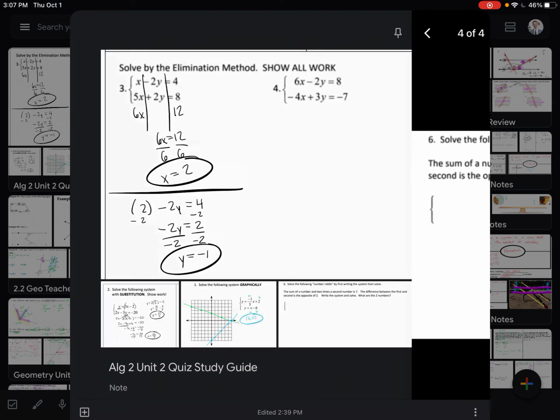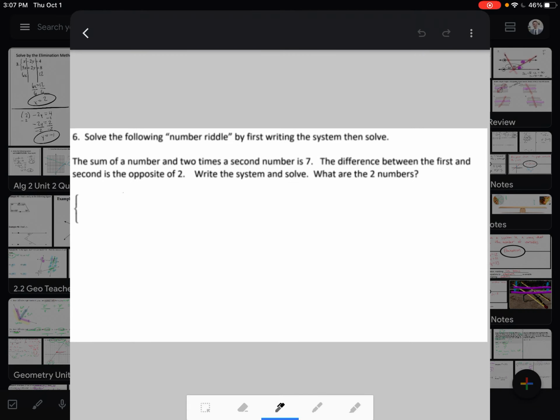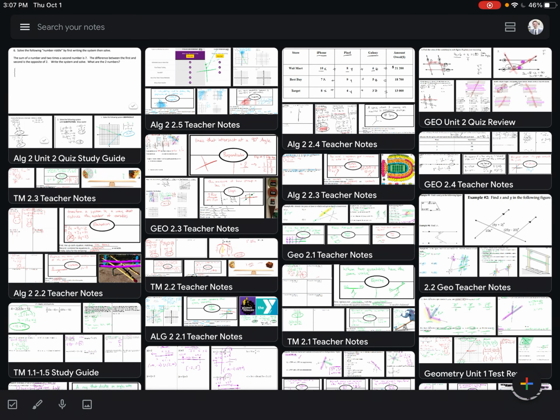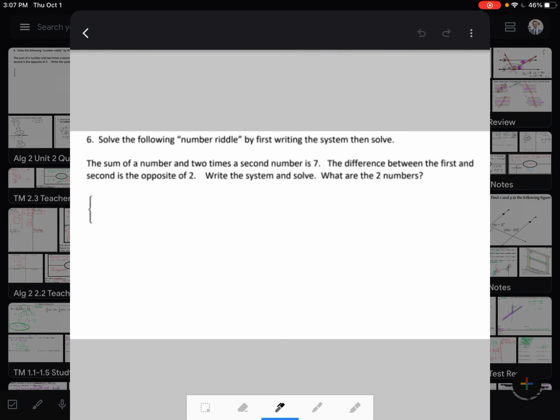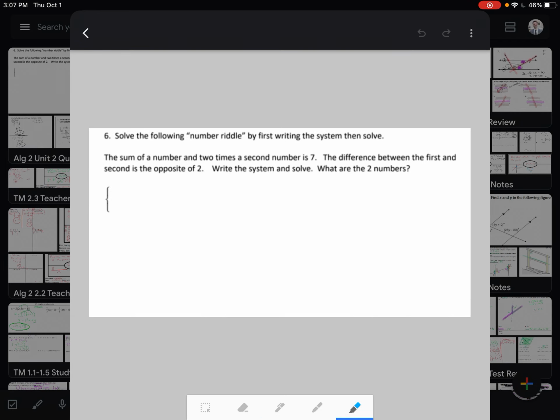Our final step here is 2.3, those word problems. So very carefully going through and annotating as we're solving. All right, so the sum of a number and 2 times the second number is 7. So we have a number x and a second number y. So a number plus 2 times the second number is 7. Okay, that's some important information. The difference between the first and the second is the opposite of 2. What are the two numbers?